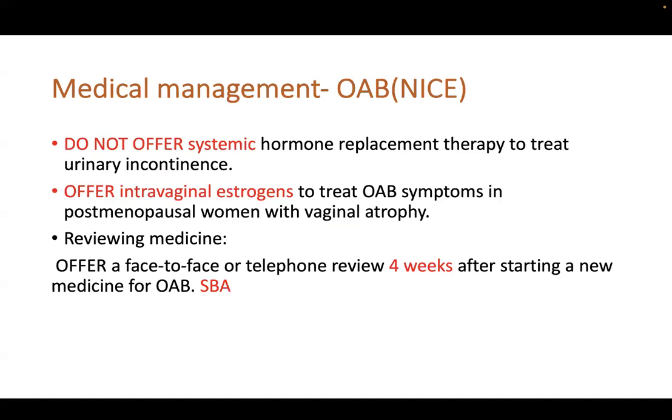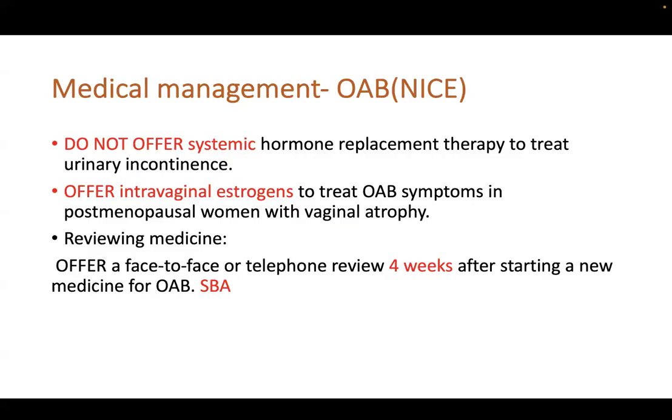What we will not give is systemic estrogen. Estrogen is another important medication. We will offer intravaginal estrogen for OAB symptoms in postmenopausal women to increase the integrity of the vaginal mucosa. But we will not offer systemic estrogen because it may worsen the condition. So we will give medication.